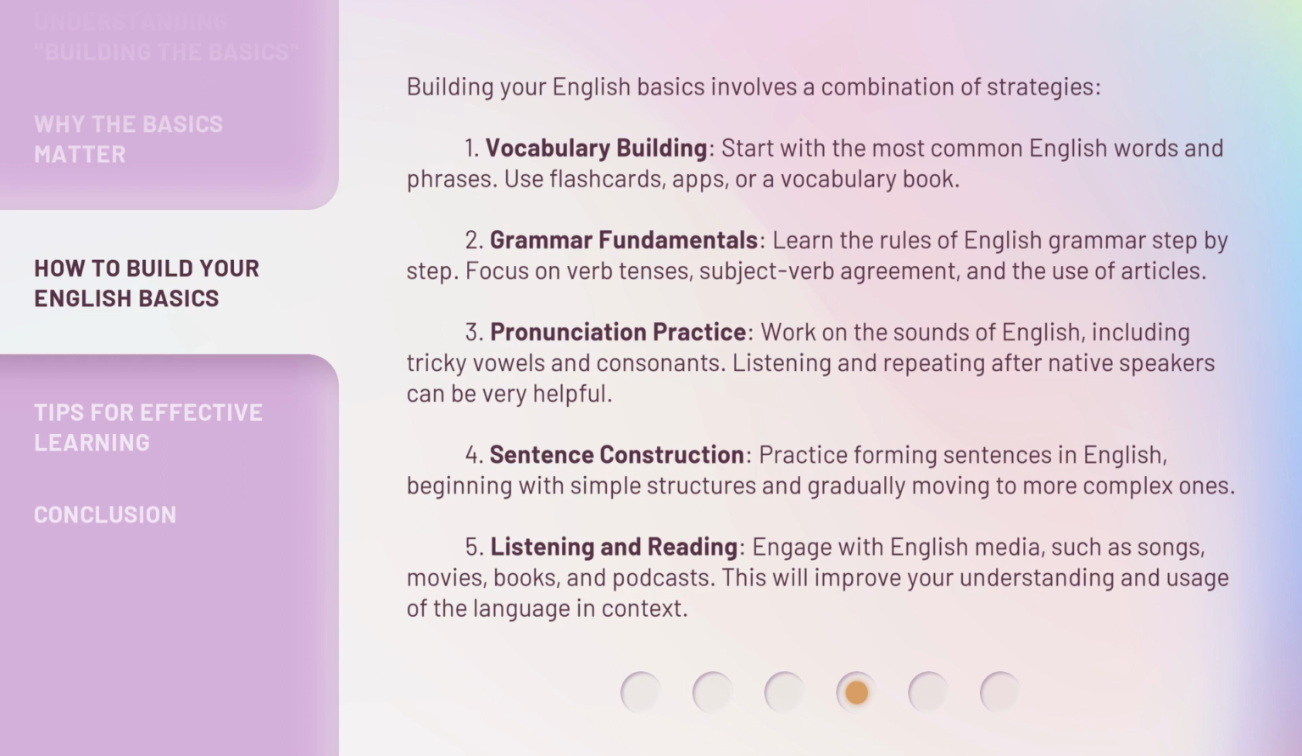3. Pronunciation practice. Work on the sounds of English, including tricky vowels and consonants. Listening and repeating after native speakers can be very helpful. 4. Sentence construction. Practice forming sentences in English, beginning with simple structures and gradually moving to more complex ones. 5. Listening and reading. Engage with English media, such as songs, movies, books, and podcasts. This will improve your understanding and usage of the language in context.